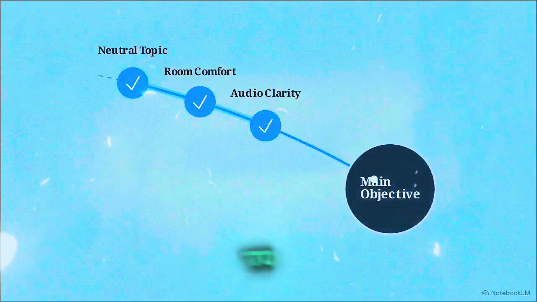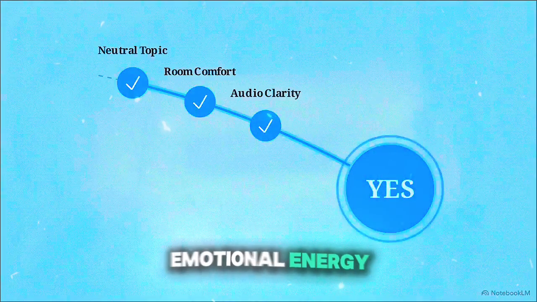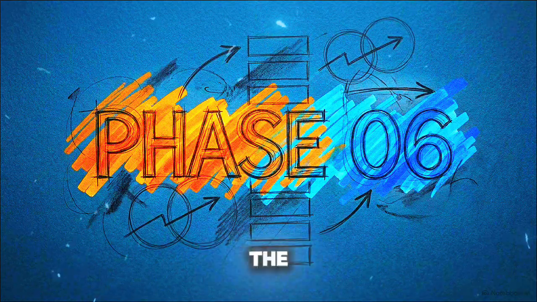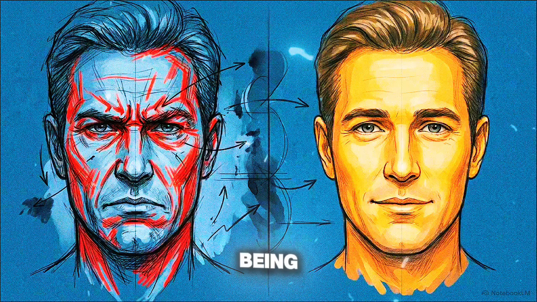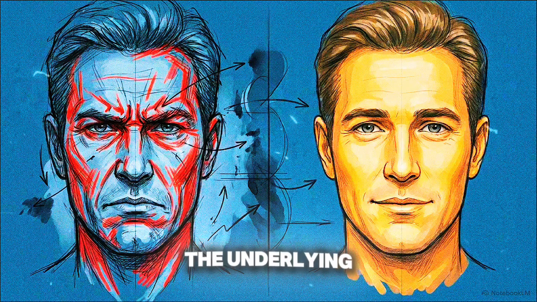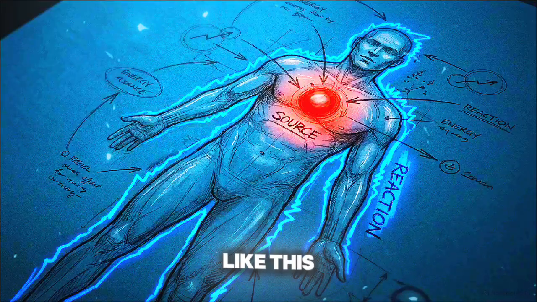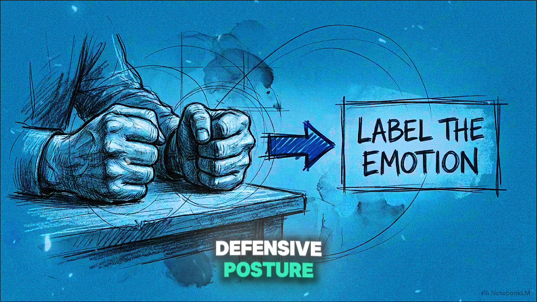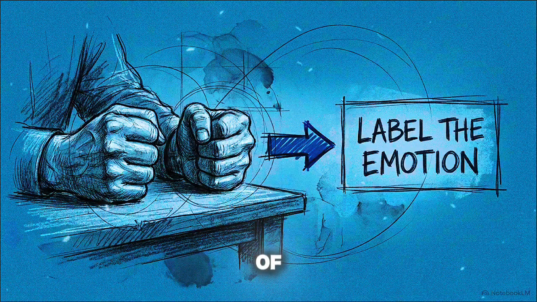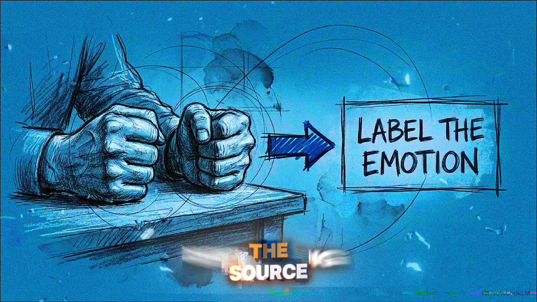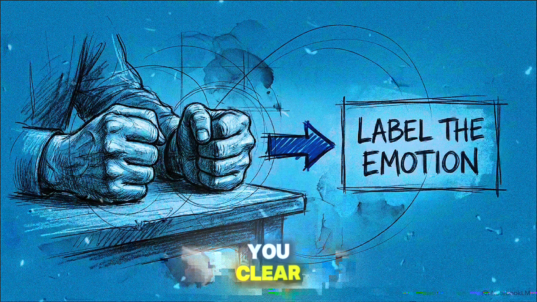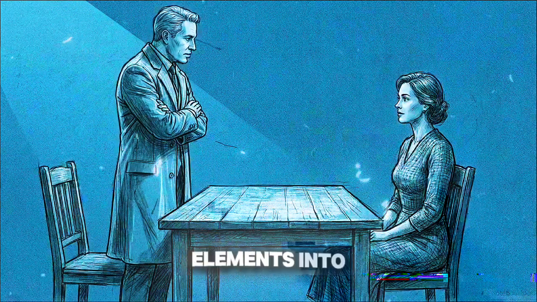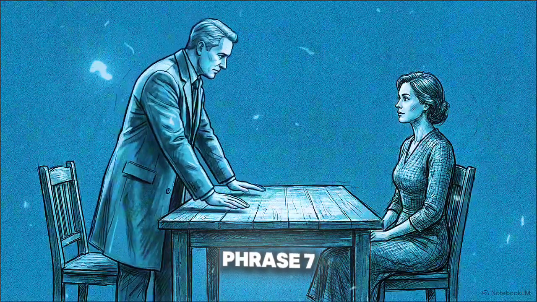Step 6 is emotional pivot control. This is the ability to recognize and shift the emotional energy of the interaction. You do this by addressing the root emotion rather than the outward behavior. If someone is being confrontational, labeling the underlying cause by saying, "It seems like this situation is causing a lot of stress," can often neutralize their defensive posture. By establishing a rhythm of agreement and identifying the source of their emotional friction, you clear the path for your final objective.